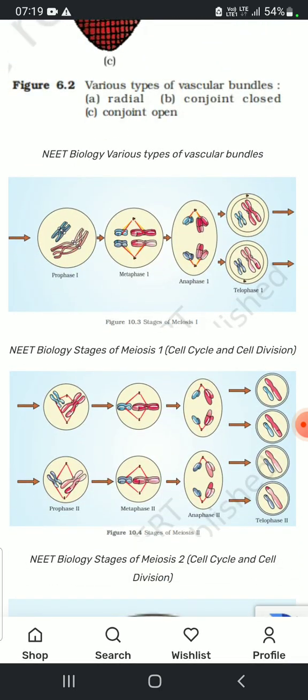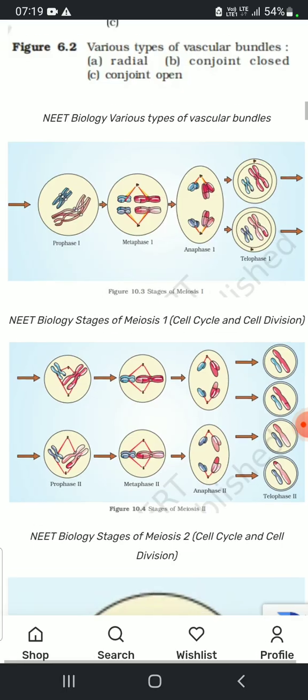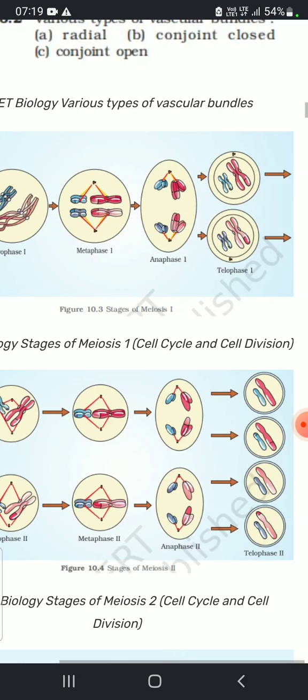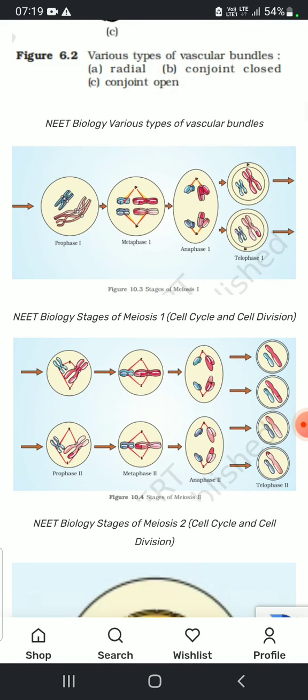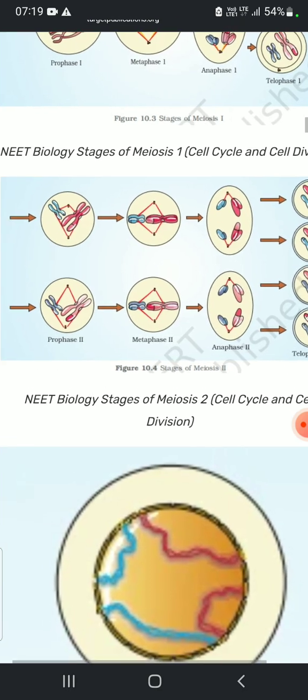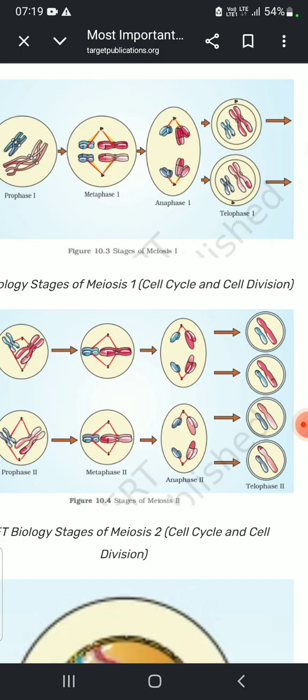Next diagram, meiosis 1 in cell cycle and cell division. So first we can see the prophase 1, then metaphase 1, anaphase 1, and then telophase 1. After telophase, two cells are formed in meiosis 1. Then we have prophase 2, metaphase 2, anaphase 2. Note the difference between anaphase 1 and 2. Then we have telophase 2.